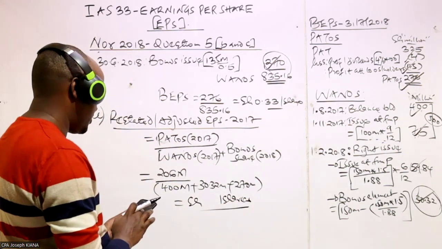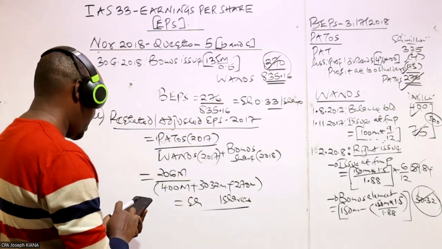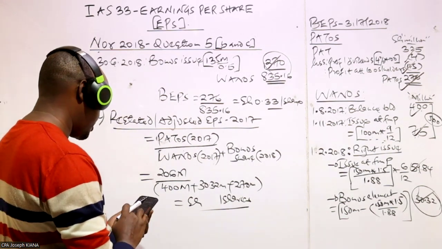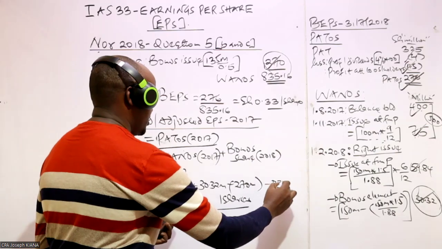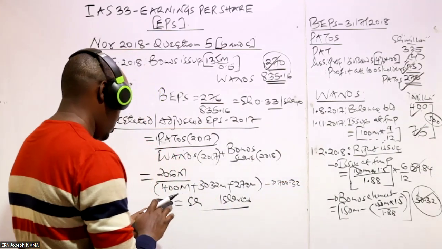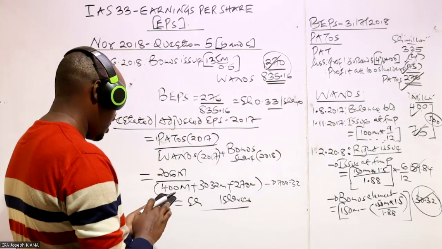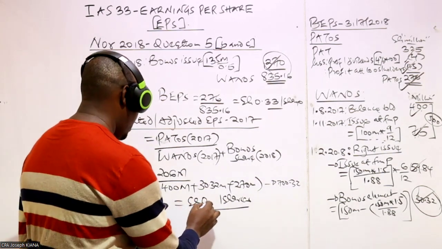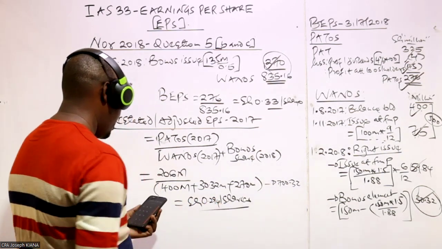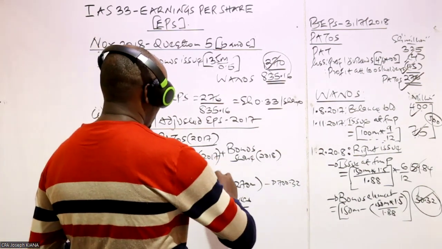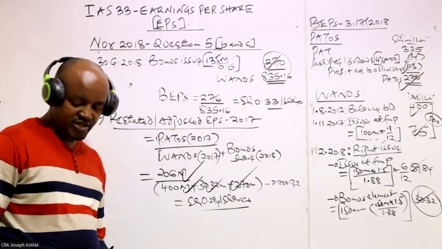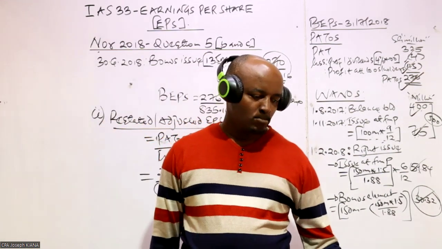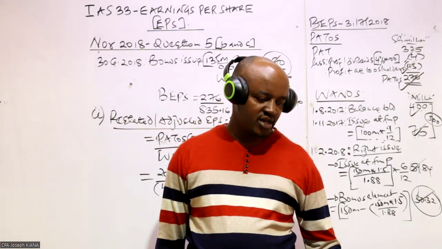So let's first compute the denominator: 400 plus 270 plus 30.32, which will give us 700.32. So we have 206 divided by 700.32, which will give us 0.294 shillings. So basically that's how we compute the restated earnings per share for the year 2017. That is what is required as far as that illustration is concerned.